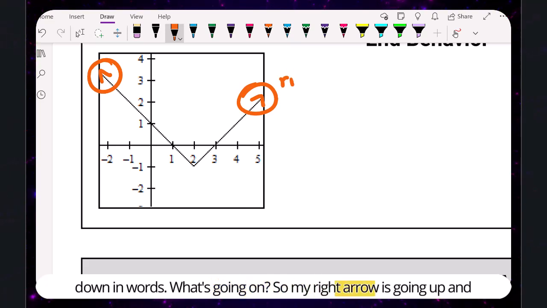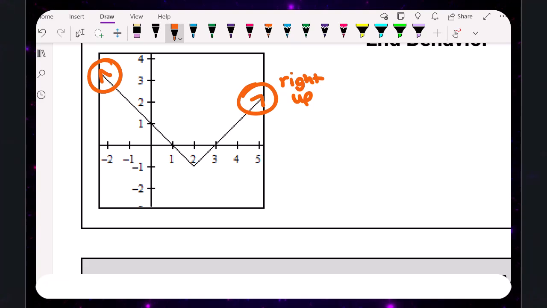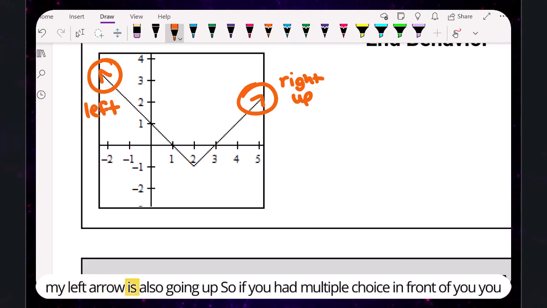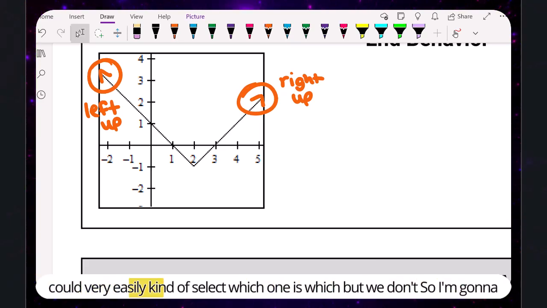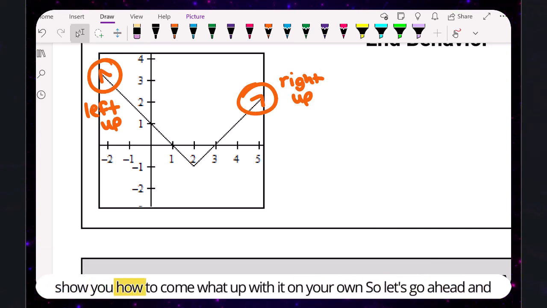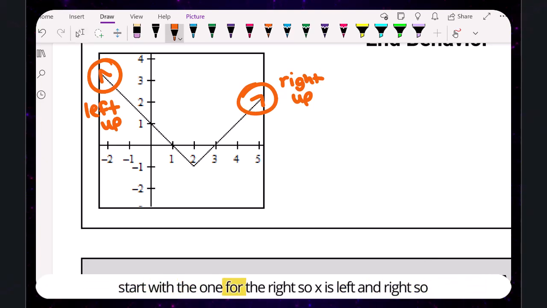So my right arrow is going up, and my left arrow is also going up. If you had multiple choice in front of you, you could very easily select which one is which, but we don't. So I'm going to show you how to come up with it on your own. Let's start with the one for the right.